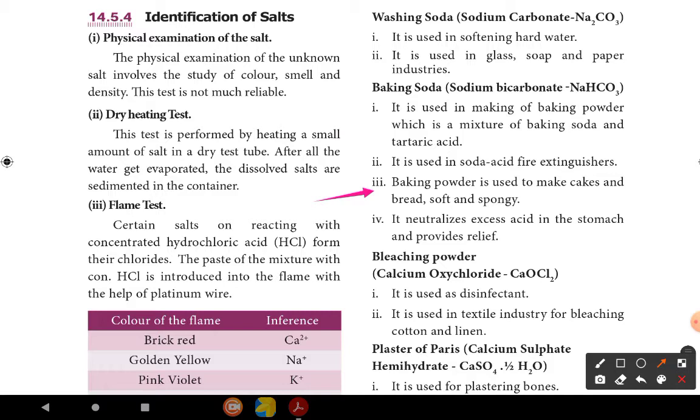Then it neutralizes excess acid in the stomach and provides relief. Supposing you're feeling very acidic, like your stomach is burning and you have some sensation as if you have a lot of acid formed in your stomach, and you feel so uncomfortable, then you can have this baking soda solution. You take a little bit of baking soda, add it in water, and you drink it little by little. And what will happen? It neutralizes the excess acid in the stomach.